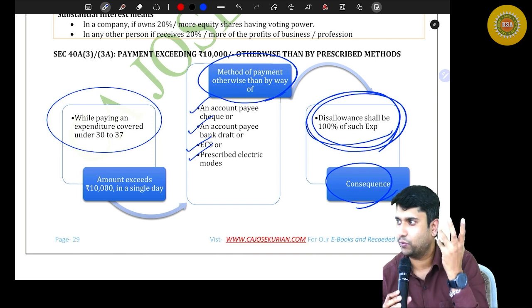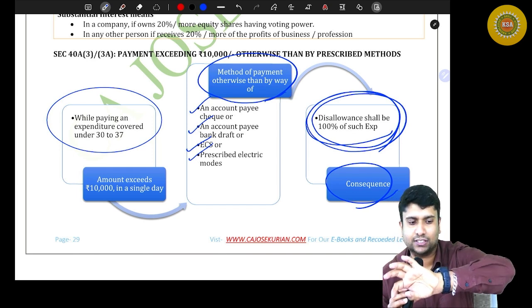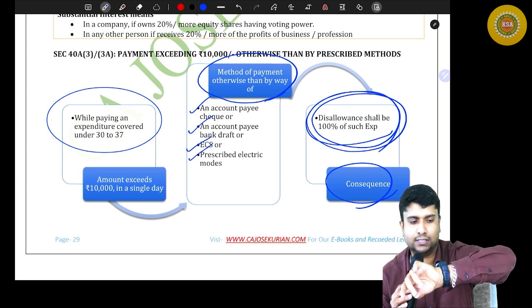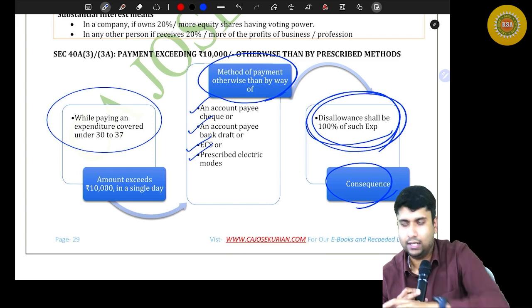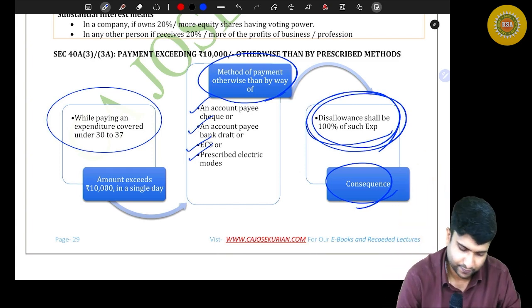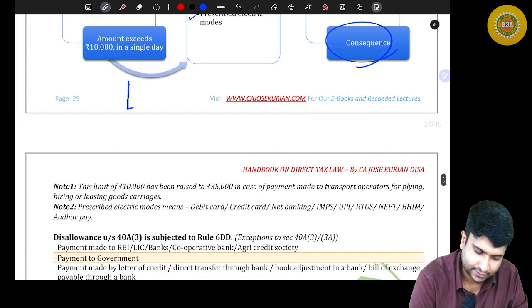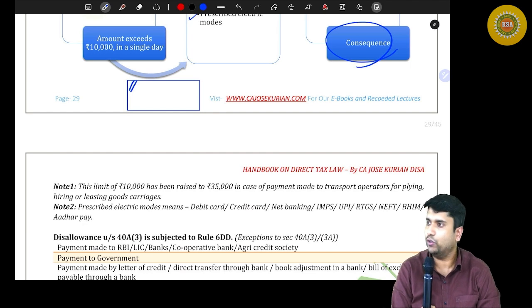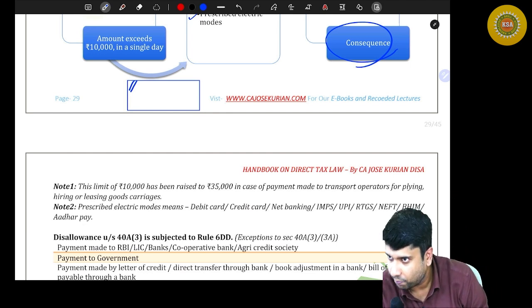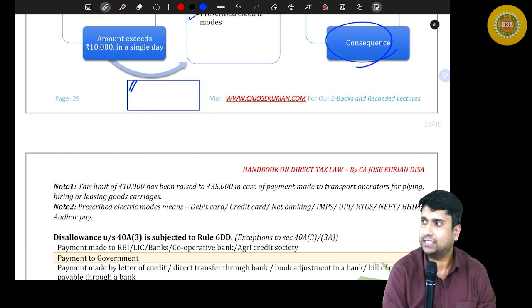There are different types of crossing. Simple crossing means you put two lines in the border of a cheque like this. Any person with that cheque can encash it. That's it. Are you with me? Any person can encash it through his account.